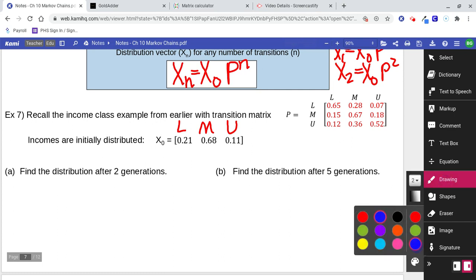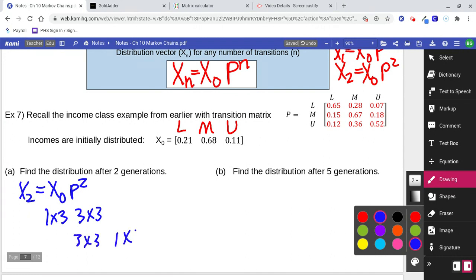So what they want is x2. And we can use that formula and say that's just going to be x0 times p squared. And remember, when we multiply matrices, you can't multiply them backwards and forwards. It's not necessarily the same backwards and forwards. So make sure you multiply them in the right order. This is going to be a 1 by 3 times a 3 by 3, and that's going to be fine. If you did it backwards, that wouldn't work. If you tried to do a 3 by 3 times a 1 by 3, that's not going to work, and you're going to get an error. So make sure you do it in the right order.